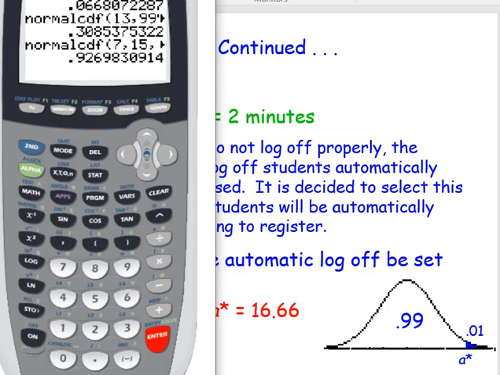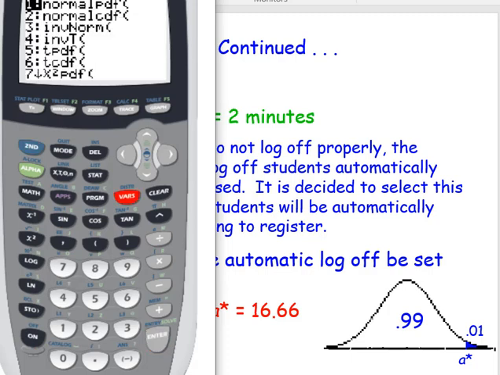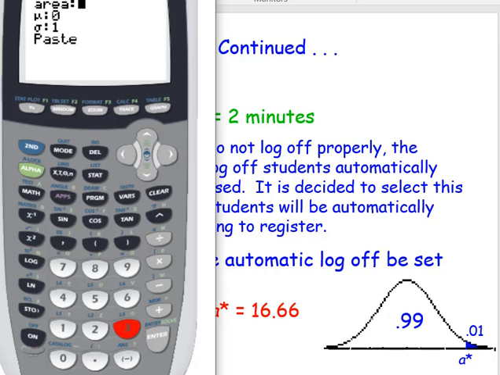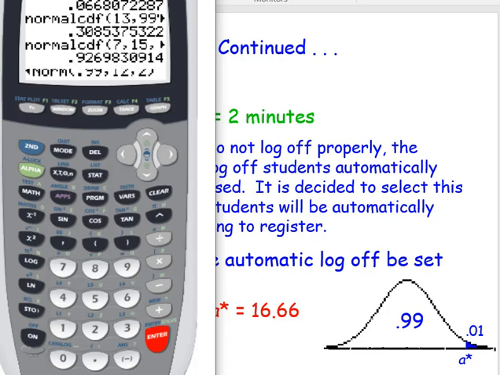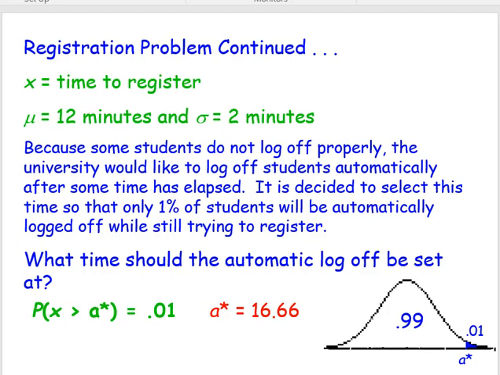So we want to know the probability of being the top 1%. Now we do have to remember that the calculator, just like the table, is only going to deal with the probability of being less. So do second, distributions. Inverse normal is option 3. Our area to the left is 0.99. So even though it's the top 1%, we're still using 0.99 because it's below. Our mean is 12 and our standard deviation is 2. Now this might be slightly different, but this is going to be more precise because the table is rounded off. We get 16.65. Well, the table gave us 16.66. That's because of the round off.